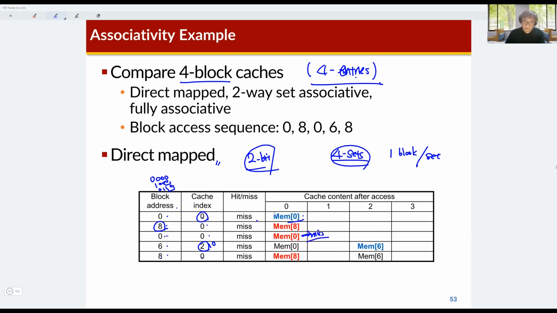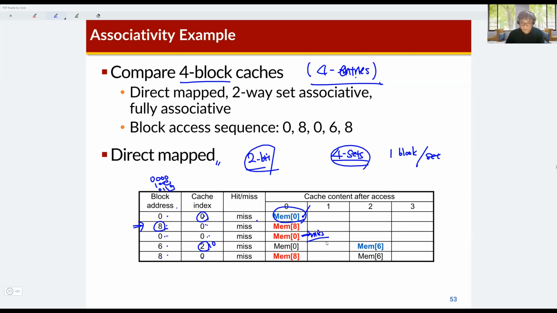Why? Block address 0 was evicted from the cache by the previous request. Because 0 and 8 share the same cache index 000, this data is evicted from the cache. So we can see there is temporal locality here, but this temporal locality is not exploited by the direct mapped cache in this example.